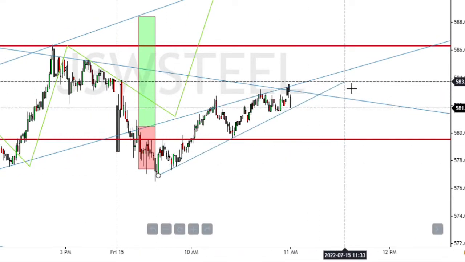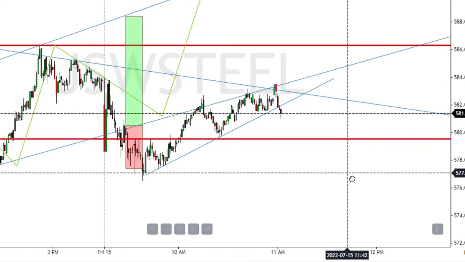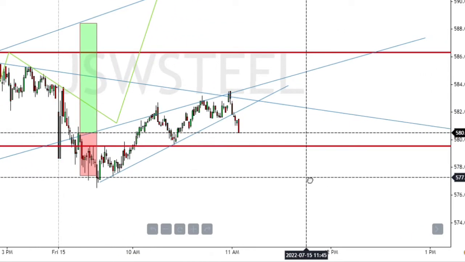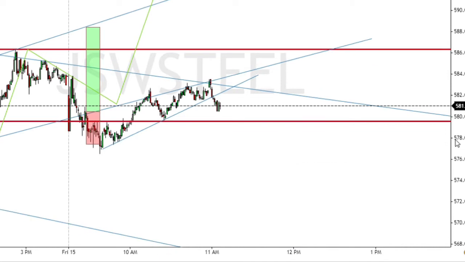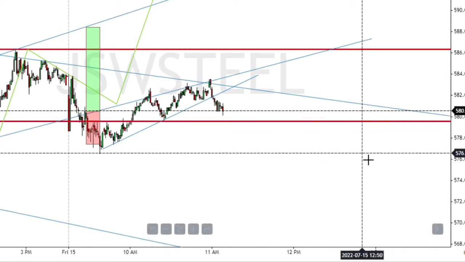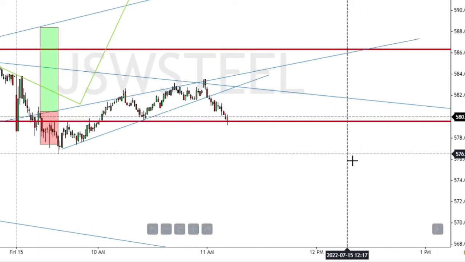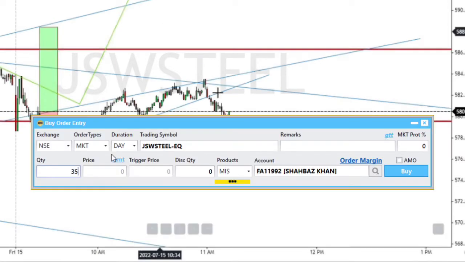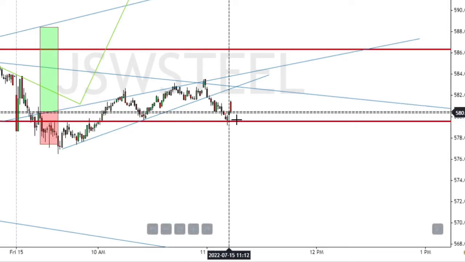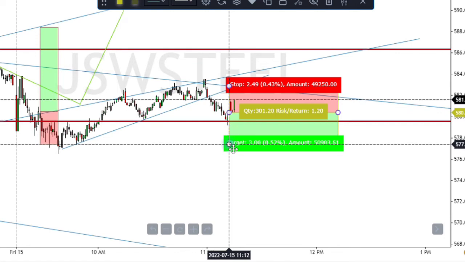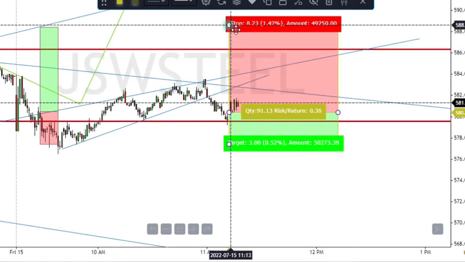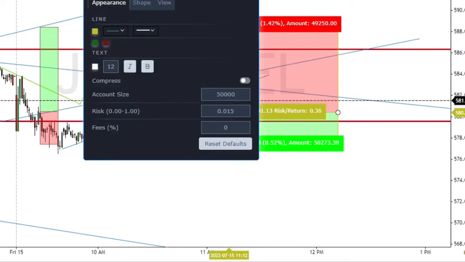Yes, let's draw a trend line here. Okay, it broke the trend line again. I will wait. Okay, I am buying here. I bought. The stop loss will be just here and the target will be the previous target which I set.